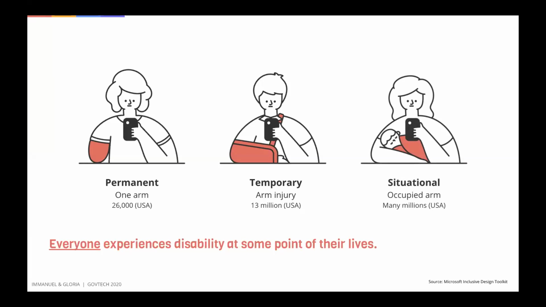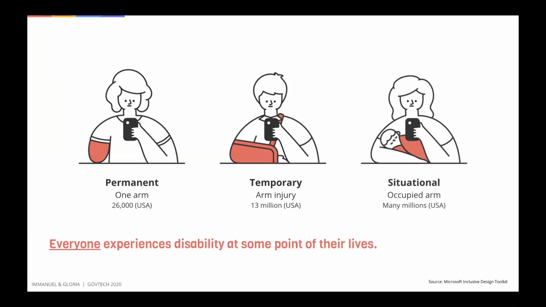Let's talk about something normal that you do daily, which is grocery shopping. If you're holding a lot of bags with one arm, you only have access to one hand. And if you're going to scan the SafeEntry code at NTUC, or the supermarket, with one hand, you realize that you are situationally disabled at that point in time.